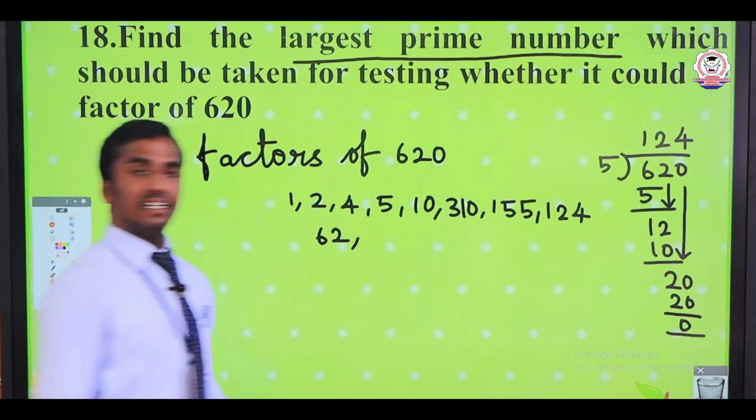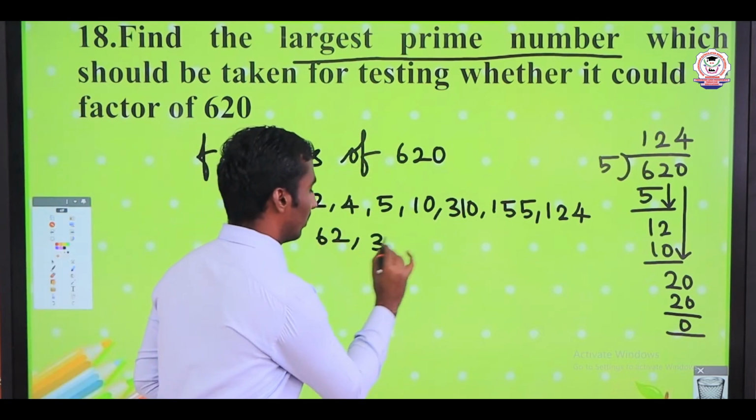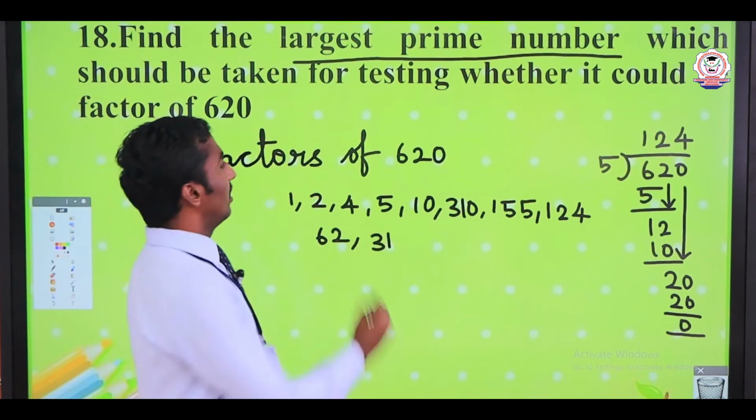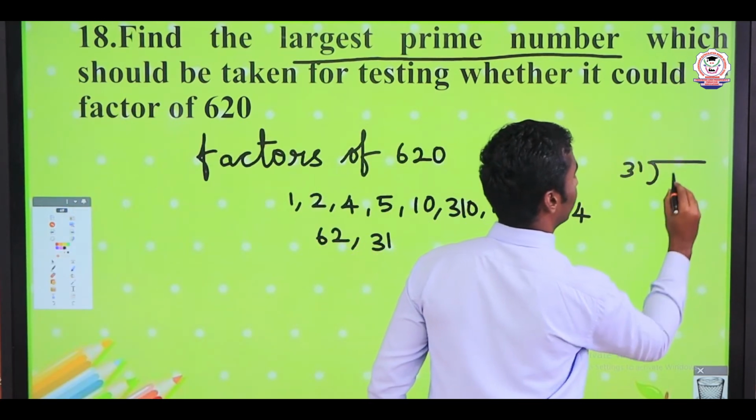And then next, listen, 31 is a factor of 620. Divide 620 by 31.